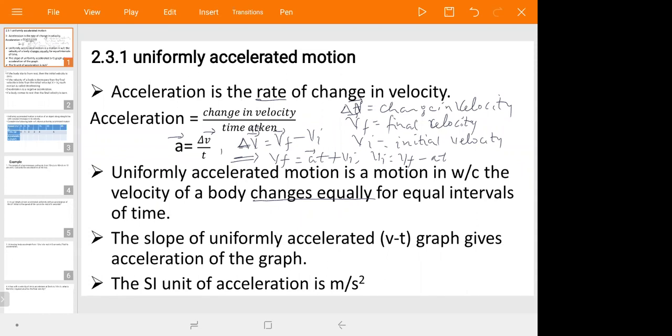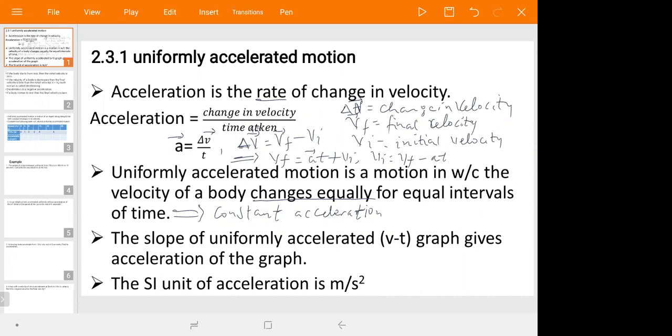So if the velocity of a body changes equally for equal intervals of time, this shows constant acceleration. Therefore, uniformly accelerated motion means a motion of a body along a straight line with constant acceleration.